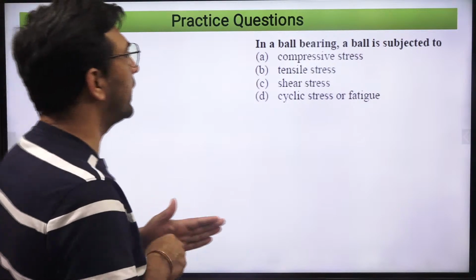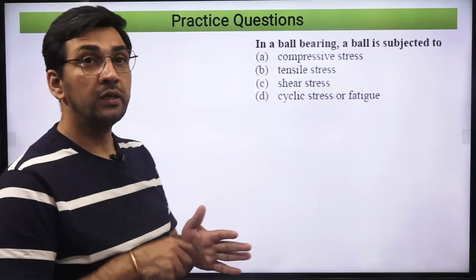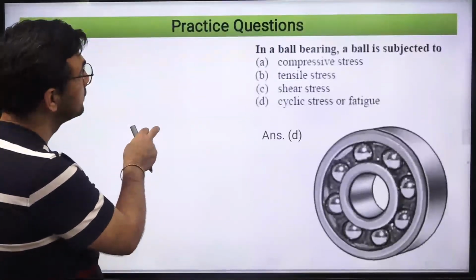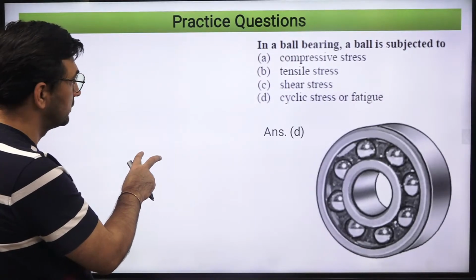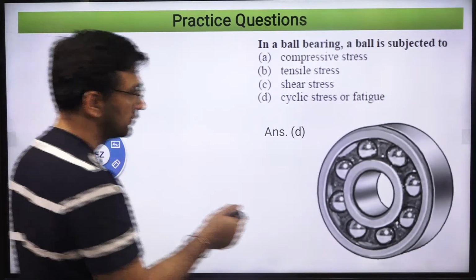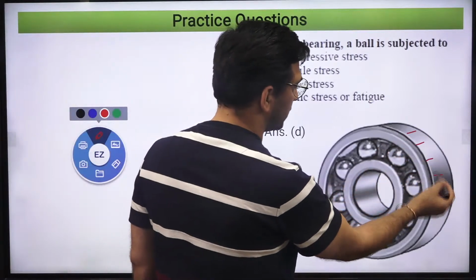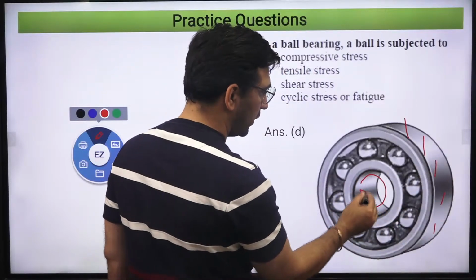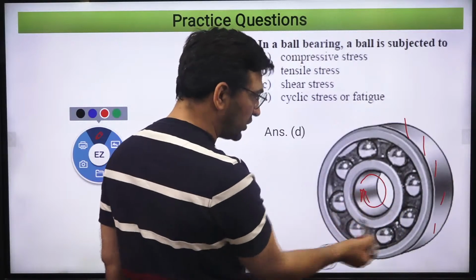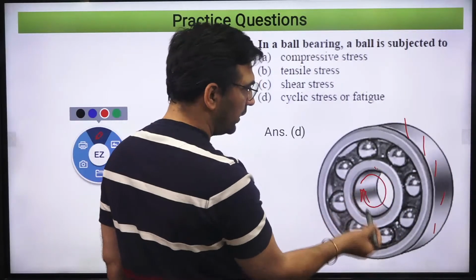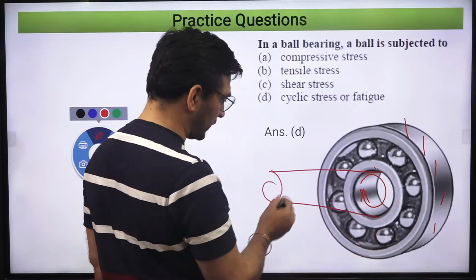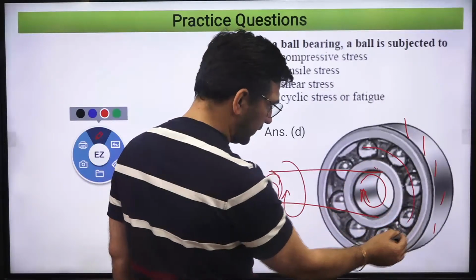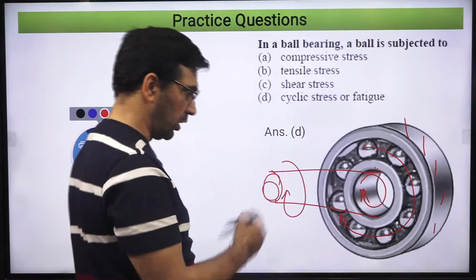Okay, you have to keep in mind that in a ball bearing, the ball is subjected to what? The whole system is rotating, right? Let's say this is fixed. The outer race is fixed, and the inner race is rotating. The inner race is fixed to the shaft, so when the shaft rotates, the inner race will also rotate, and along with this, the balls will also be rotating.